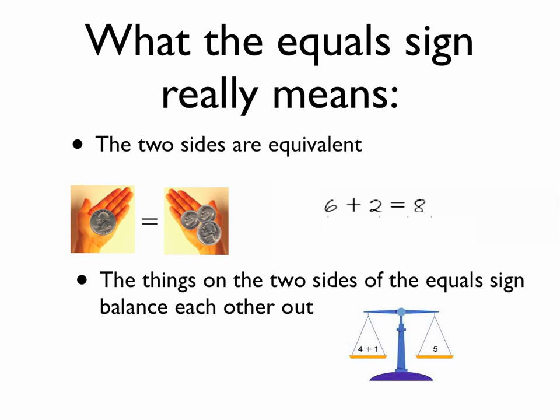Typically in math, we're going to work with expressions like 6 plus 2 equals 8. It simply means that the expression on the left, 6 plus 2, has the same value as the one on the right, 8. Another really helpful way to think of this is that the two things on the side of the equal sign balance each other out. If I were to put them on a scale that measured their values, the two would be equal to each other.